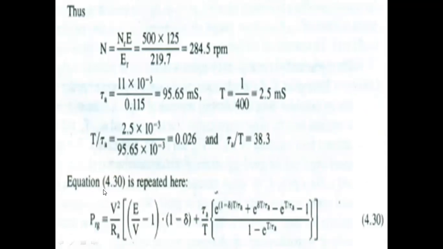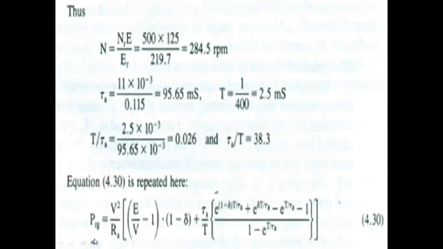From equation 4.30, the regenerated power is equal to V square by RA into [(E by V minus 1) into (1 minus delta) plus tau A by T into (e power (1 minus delta) T by tau A plus e power delta T by tau A minus e power T by tau A minus 1) by (e power T by tau A minus 1)]. So we have calculated the T by tau A and tau A by T values for this purpose. If you want, you can reverse. So you know all the values of this.